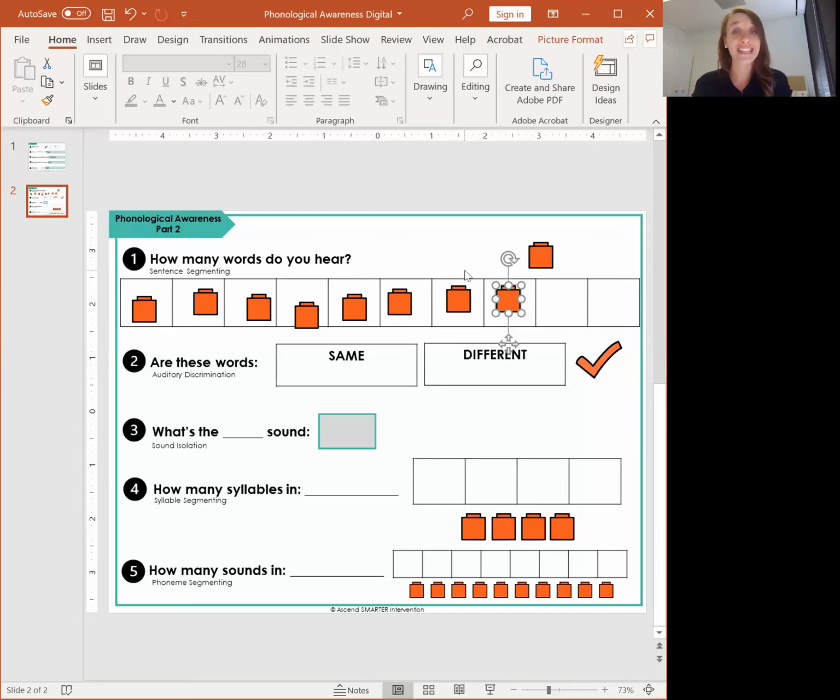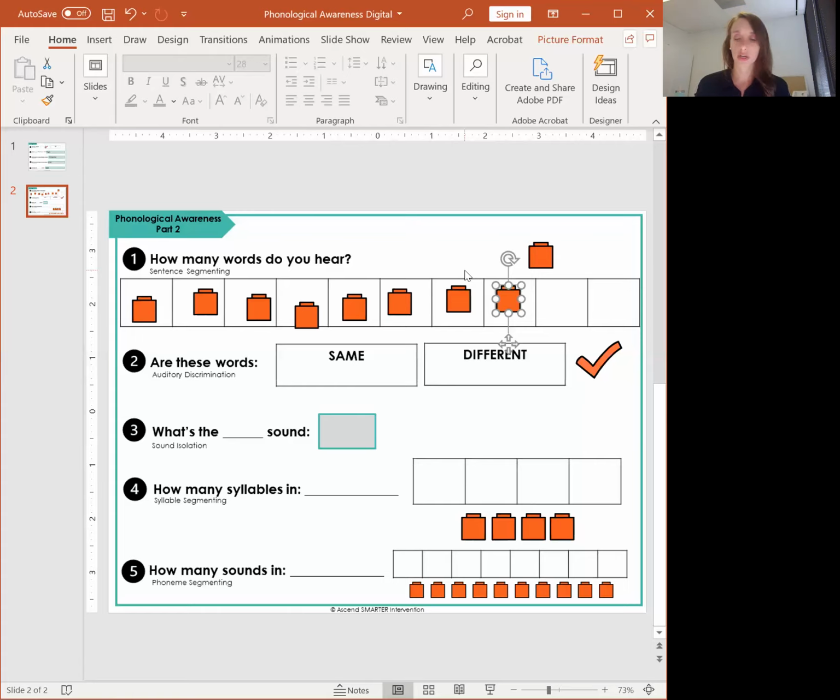So while this seems like an easy task, it isn't always. And so we have to be really careful of not just dismissing things because we feel like, no, they've got that. There's a lot of things that could go wrong here. And so it's important to just do it anyway, even though it's the most basic level skill that we have in terms of phonological awareness.